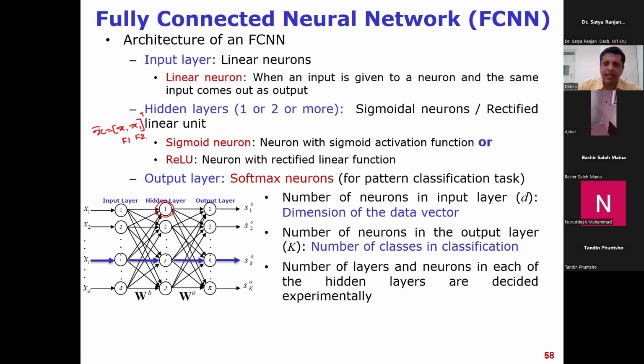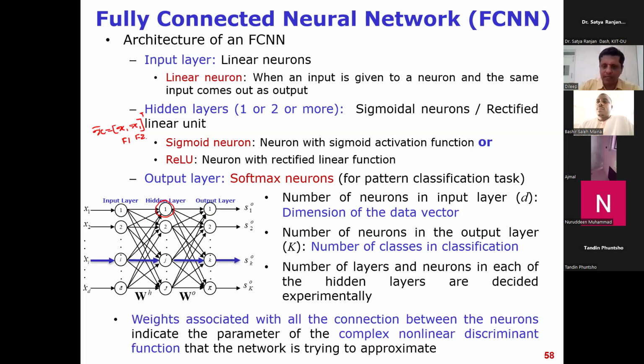And most importantly, every connection from one neuron in a previous layer to a neuron in the next layer has a weight associated with it. Okay, so all the weights put together form a matrix of weights. So that is the weight parameter. They indicate the parameters of the discriminant function that we are trying to learn.